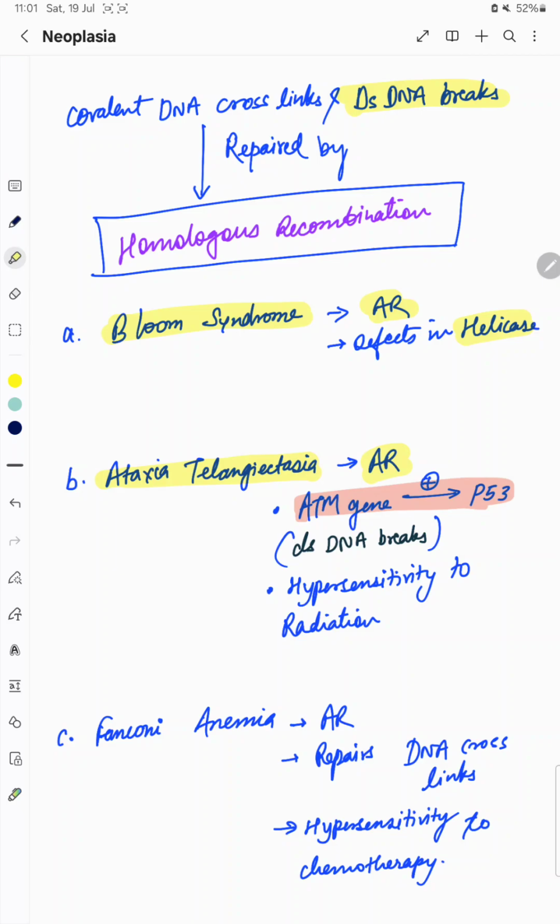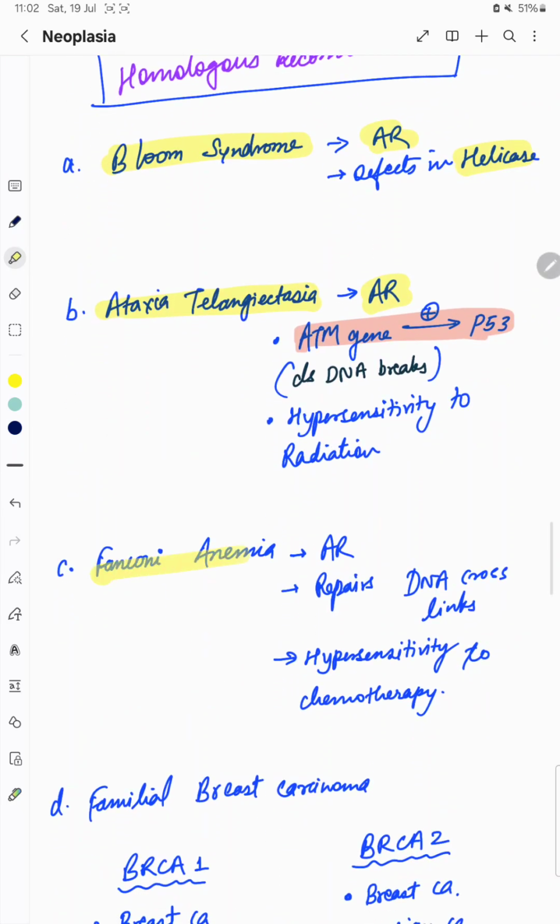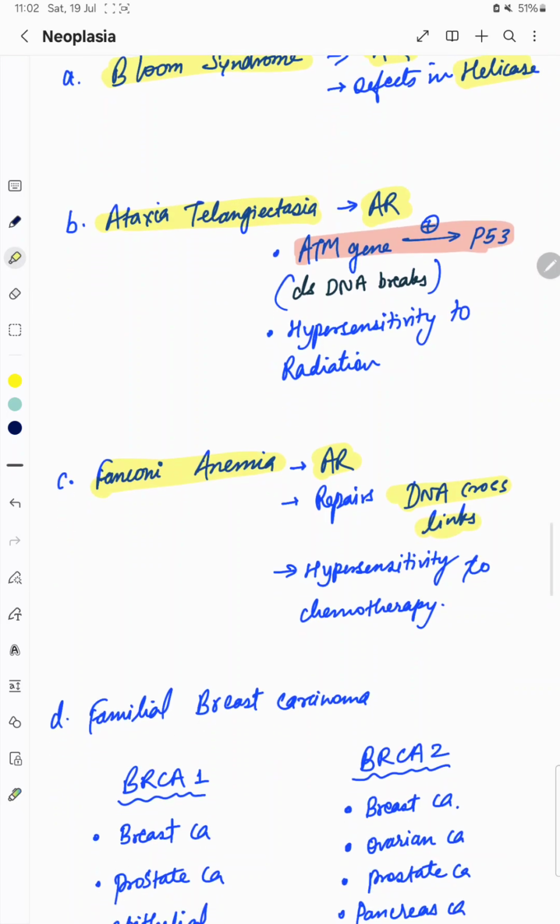Normally the ATM gene promotes P53 or increases the level of P53. Whenever there is a defect or mutation of this gene, there will be no activation of the p53 gene. Fanconi anemia is an autosomal recessive disorder with a defect in repair of double DNA cross links. Hypersensitivity to chemotherapy occurs in this disorder, and in ataxia telangiectasia hypersensitivity to radiation is there.